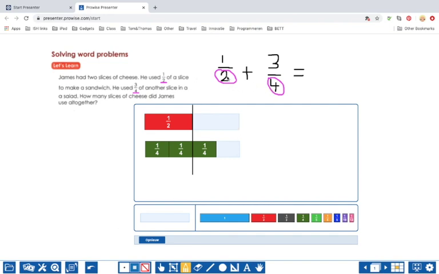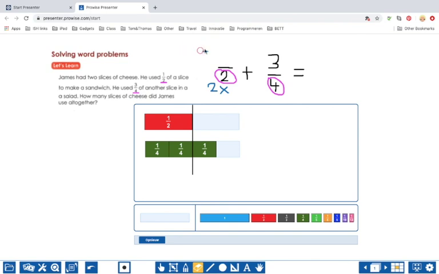So let's see if that's also correct when we use our multiplication method to make the denominators equal. So I want to change this 2 into a 4. I can do that by timesing it by 2. Now remember, if I times the bottom number, I also have to times the top number, the numerator. That's very important to remember. So I have to times them both by 2. 2 times 2 equals 4, and 1 times 2 equals 2.